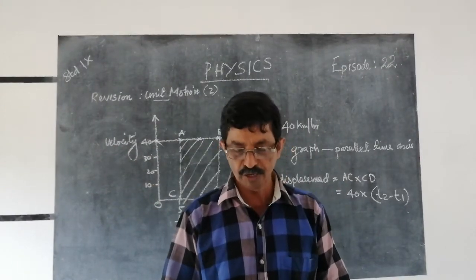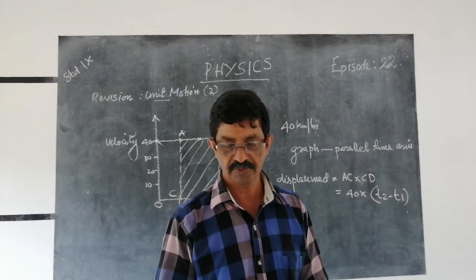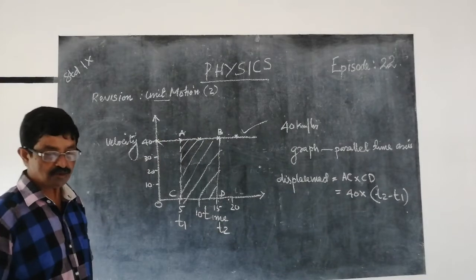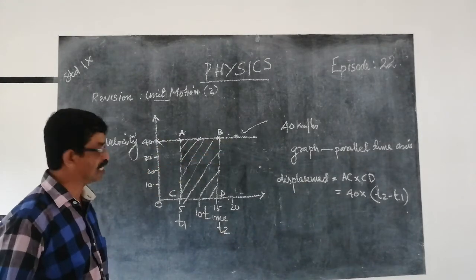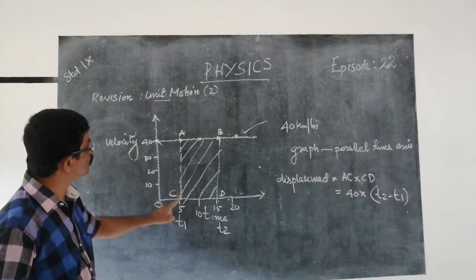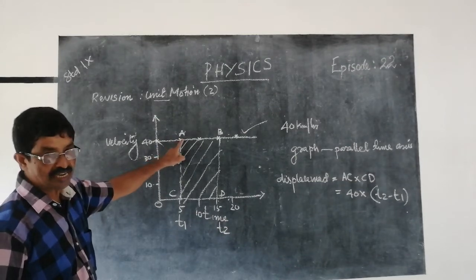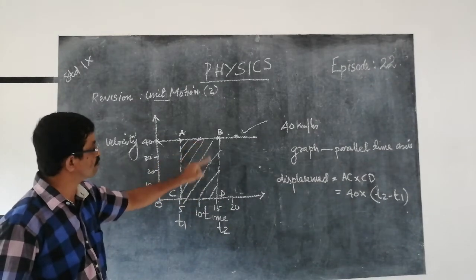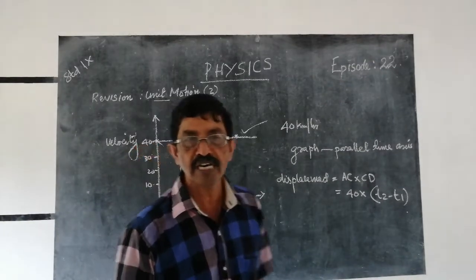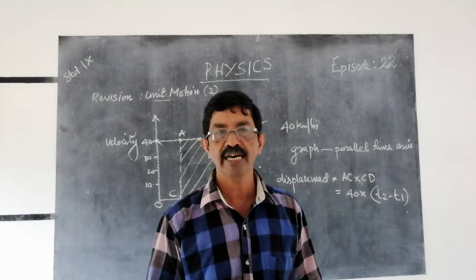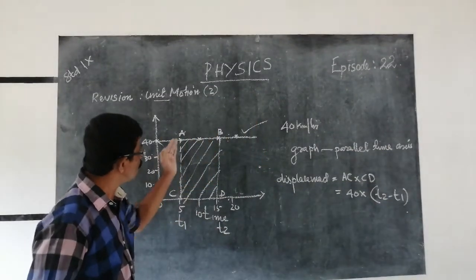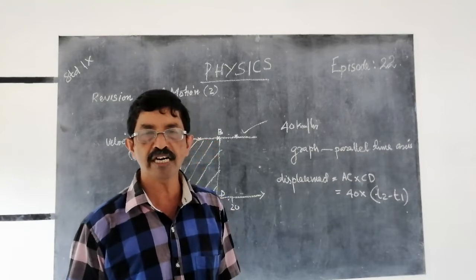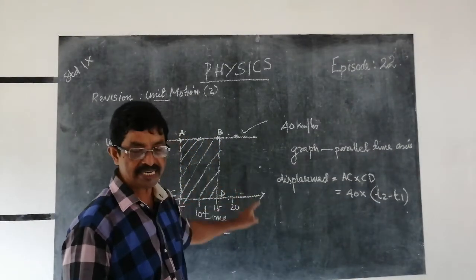Now, a question to you: does the height of the graph change with time? See, at 5 seconds the height is 40, and at 10 seconds the height is 40 itself. Here also the height is the same. Now the question to you is: does the height of the graph change here? Answer: no. Then how does the graph look? The graph is a straight line parallel to the time axis.